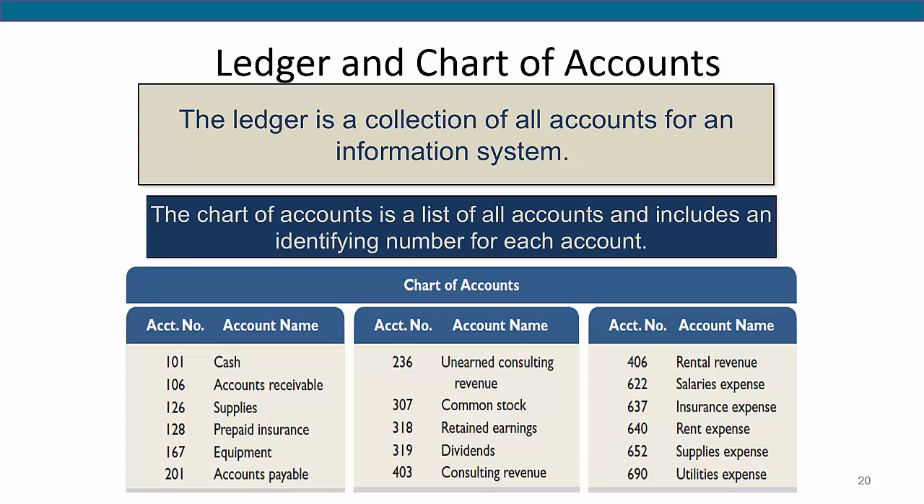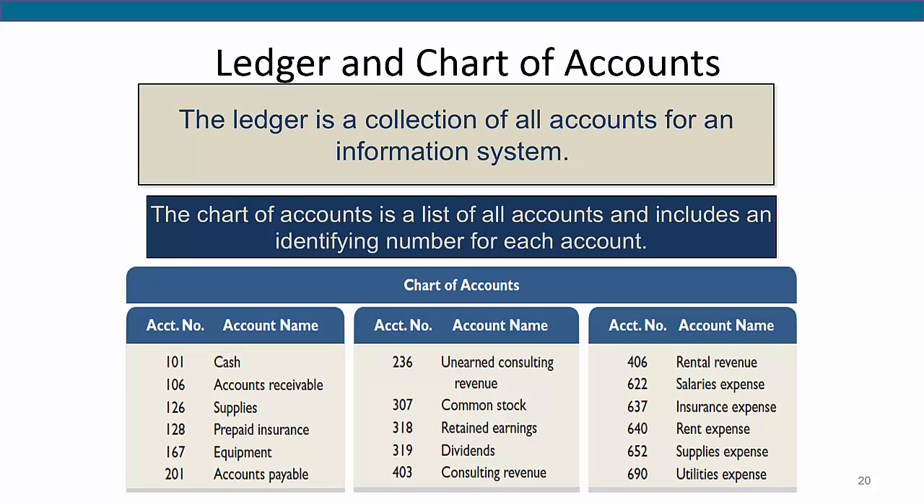Notice that each account includes an identifying number. For example, cash is the first account and is numbered 101. Companies assign a number to each account to facilitate ease of coding and locating the account. The order of the list helps accountants to locate account names when they are looking at the list.